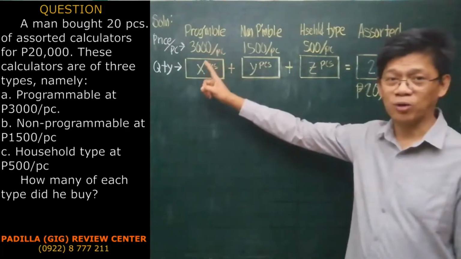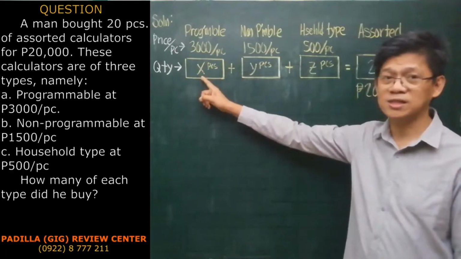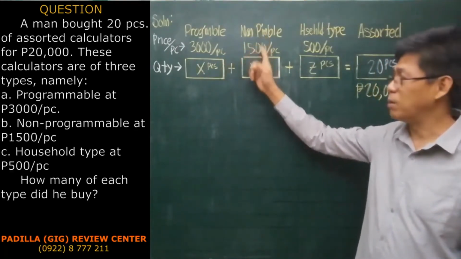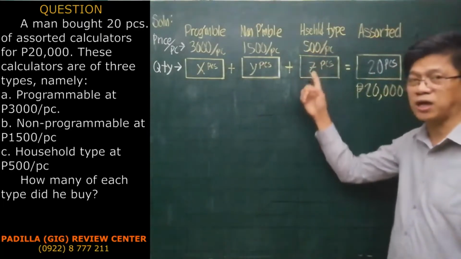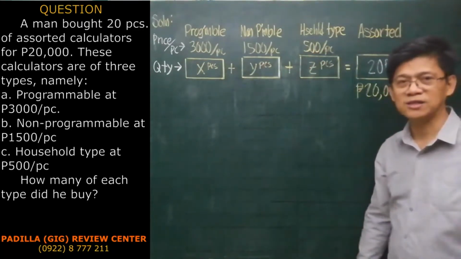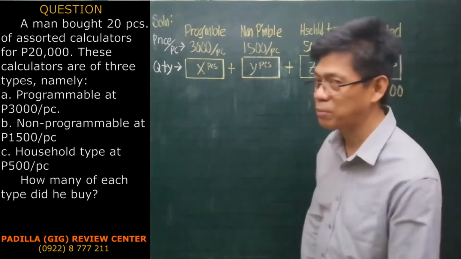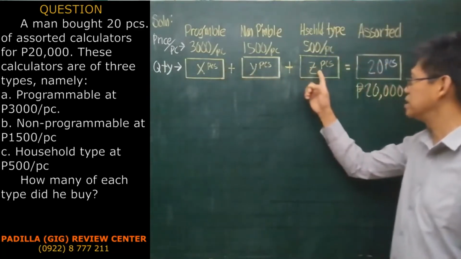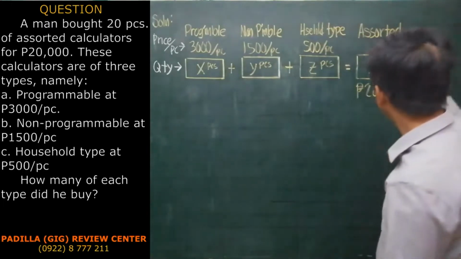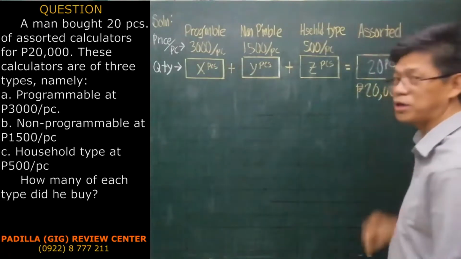The question is, how many of each type did the man buy? How many programmable, X pieces? How many non-programmable, Y pieces? And how many household type, Z pieces? So if we're going to set up our key equation, one is X plus Y plus Z is 20. This is our equation 1.